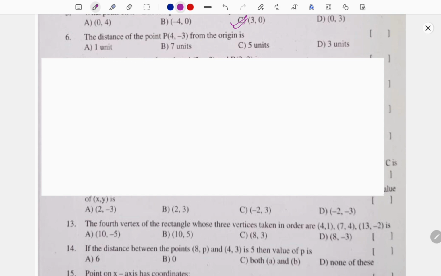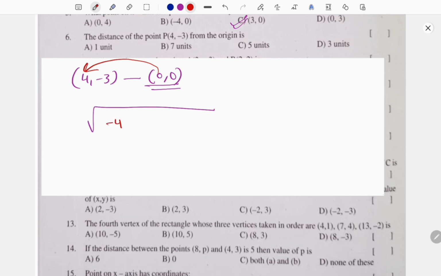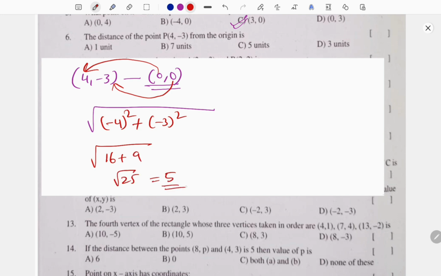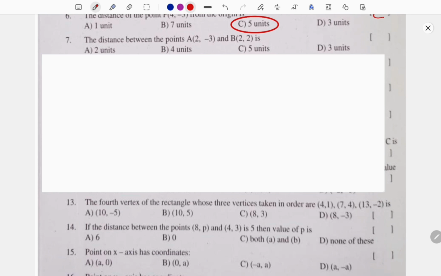Now sixth bit. The distance of the point (4, -3) from the origin (0, 0). Here origin means (0, 0). Here it is only asked for the distance, root over (x2 minus x1) whole square plus (y2 minus y1) whole square. So here x2 minus x1 means 0 minus 4, and again 0 minus minus 3 means 3. So what we get? 16 plus 9, that is equal to root 25. So that is equal to 5. So here the answer is 5 units.